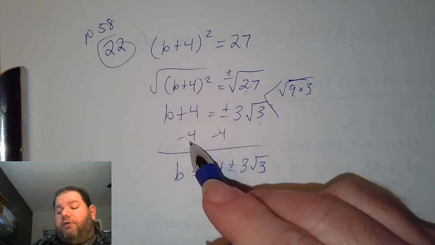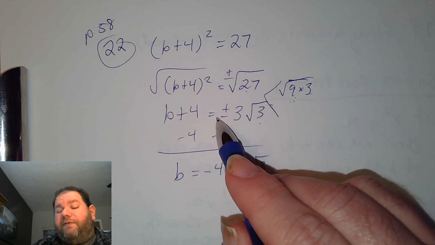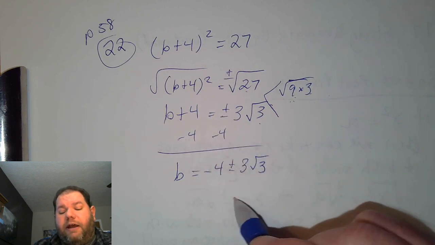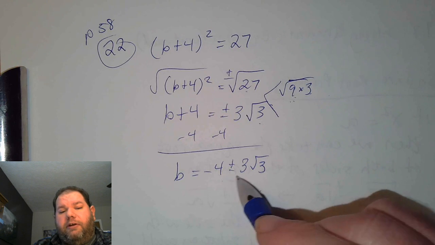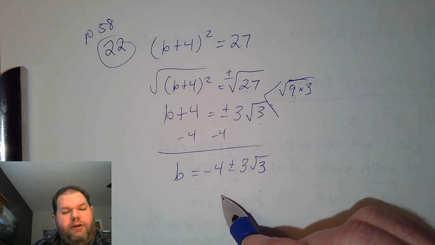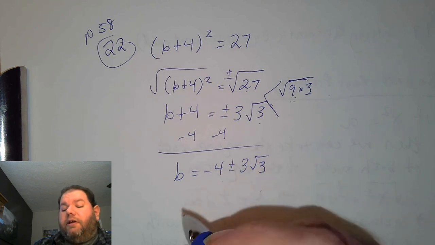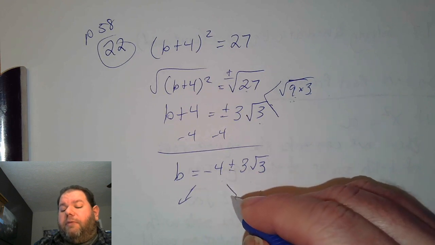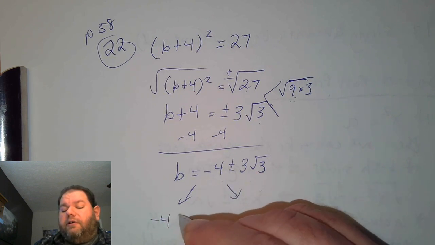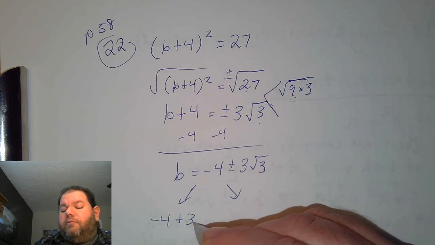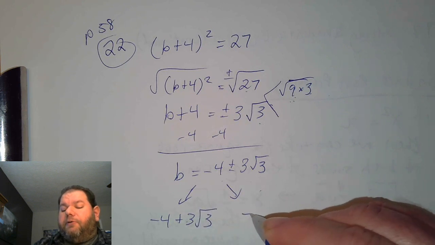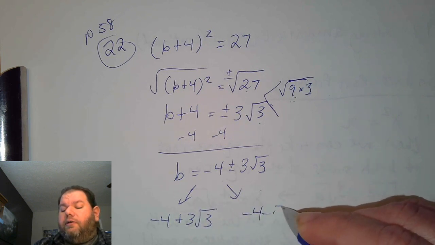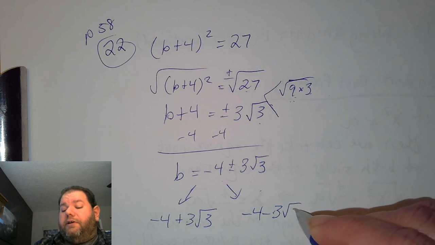So anytime we bring over a number, we always put it before the plus minus rather than after, just so that we maintain the accuracy of what this expression means. And again, what you may find is that you prefer to write it as two separate solutions, which is perfectly fine.